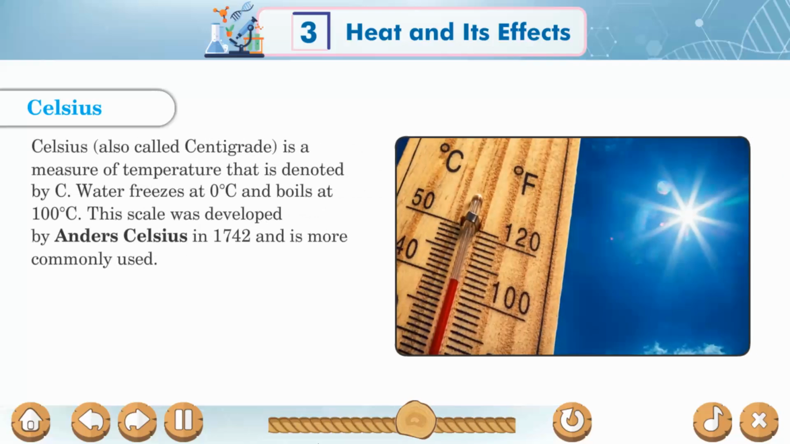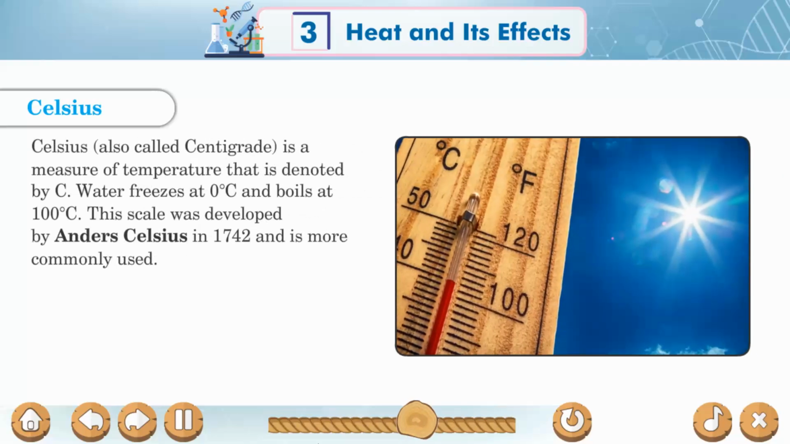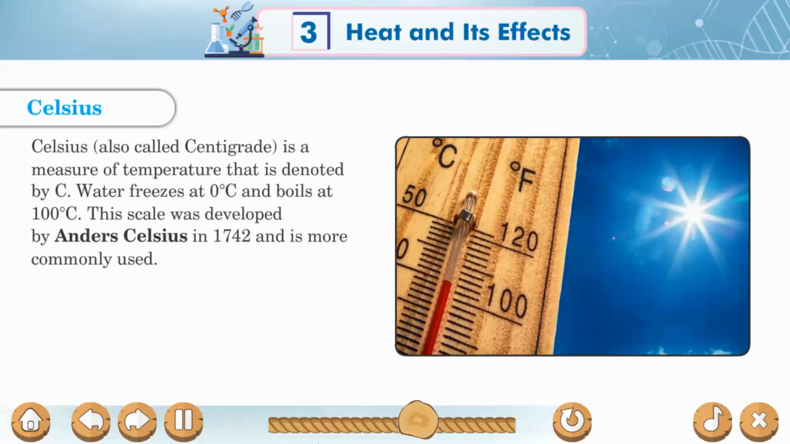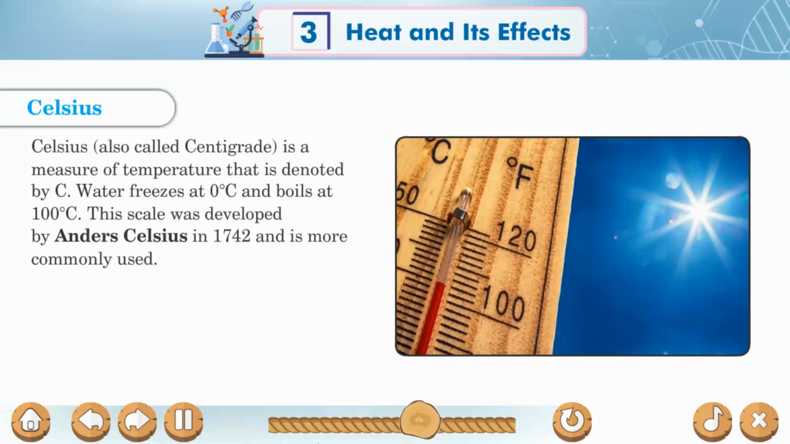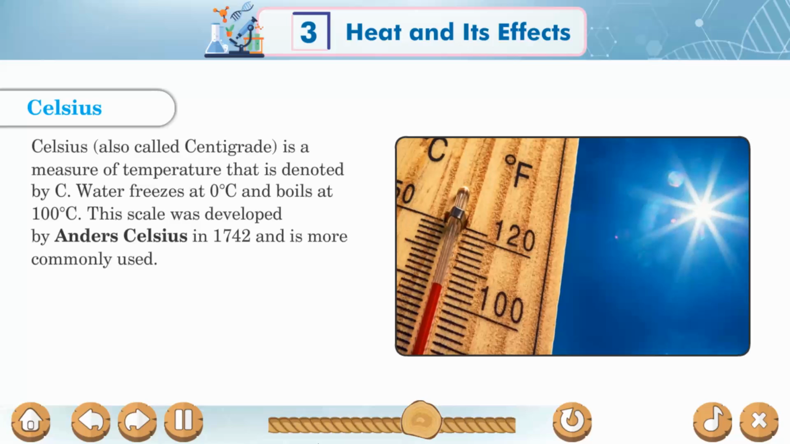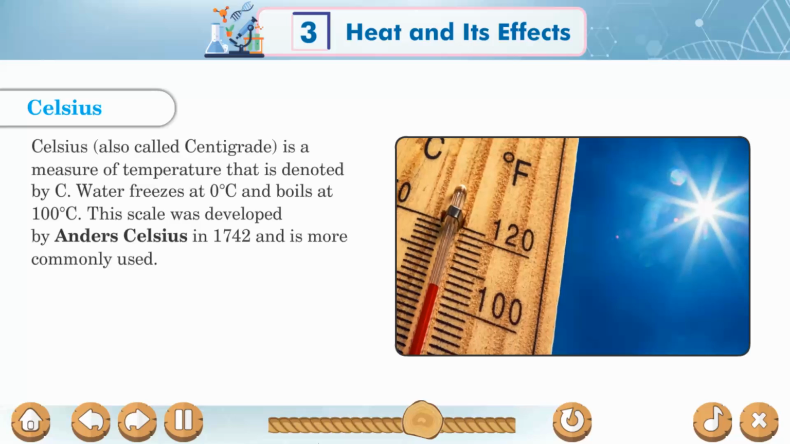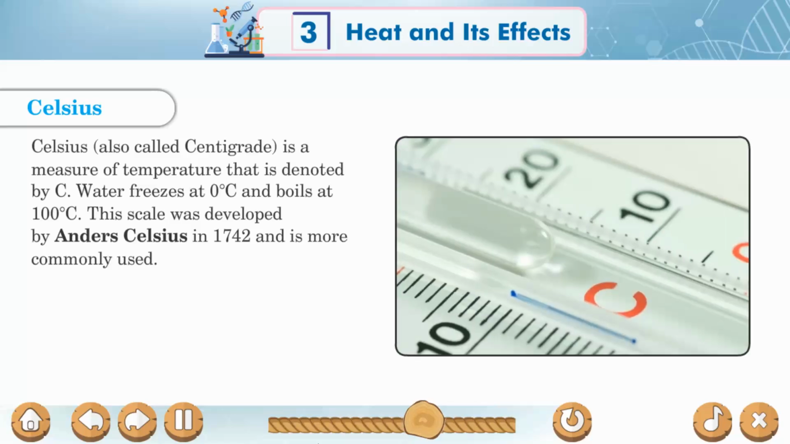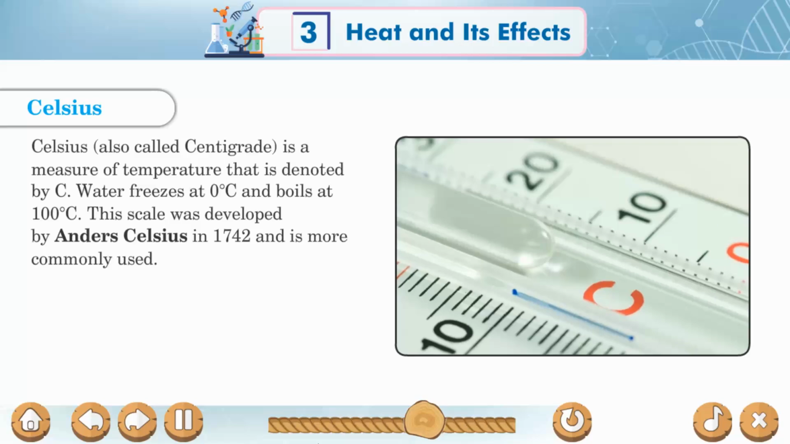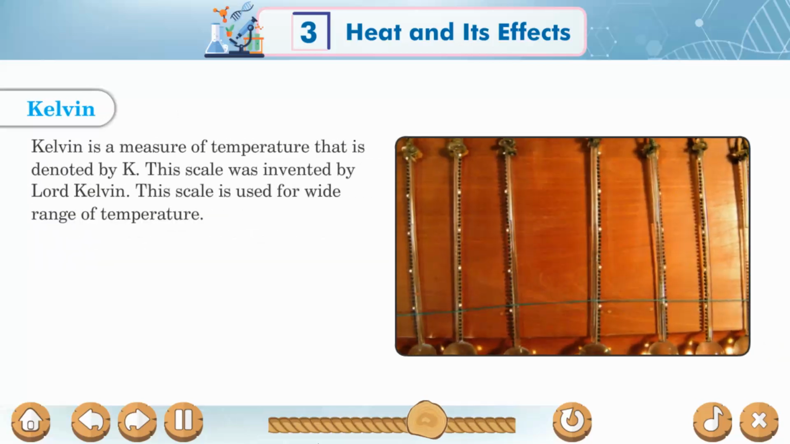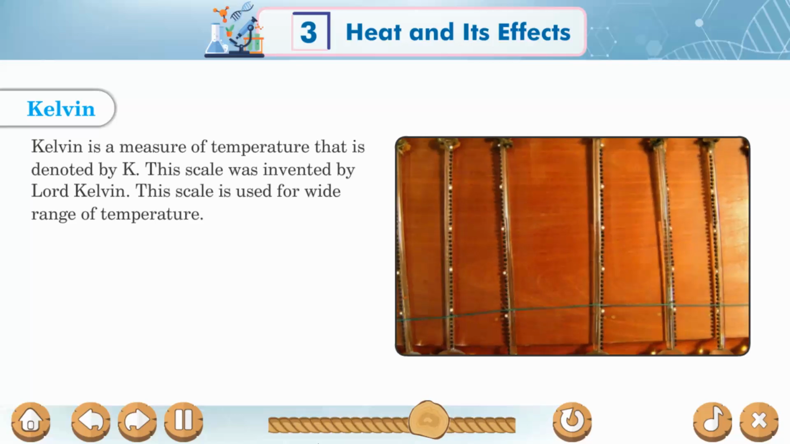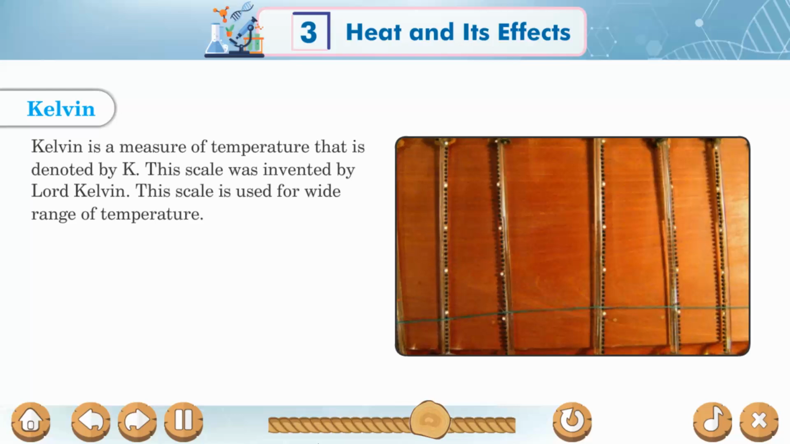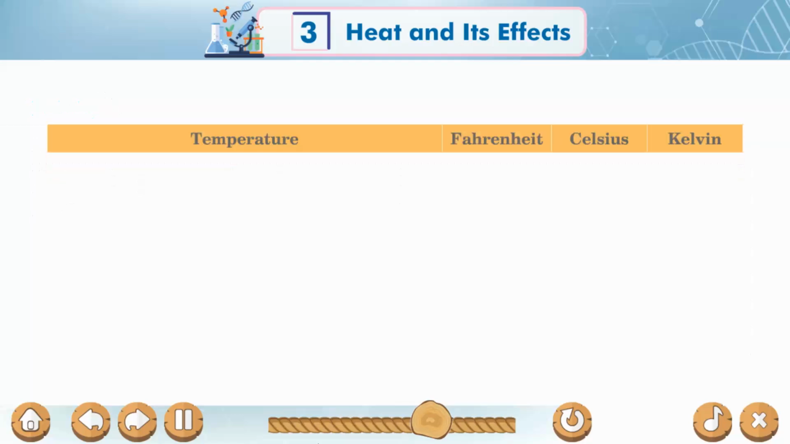Celsius, also called centigrade, is a measure of temperature that is denoted by C. Water freezes at 0 degrees Celsius and boils at 100 degrees Celsius. This scale was developed by Anders Celsius in 1742 and is more commonly used. Kelvin is a measure of temperature that is denoted by K. This scale was invented by Lord Kelvin. This scale is used for a wide range of temperature.